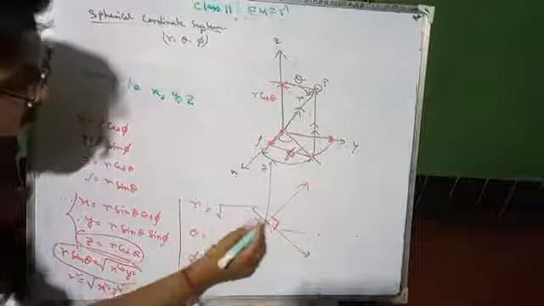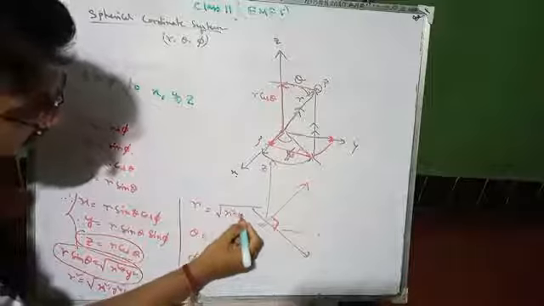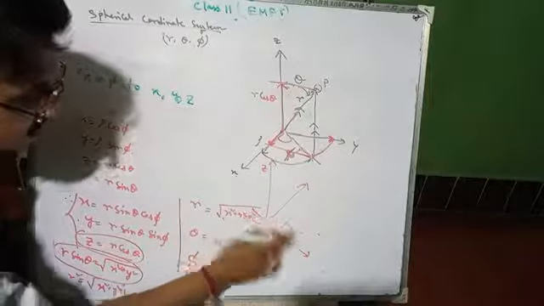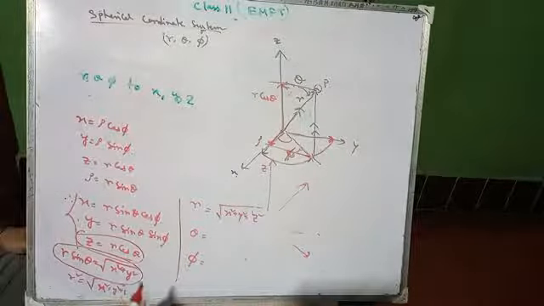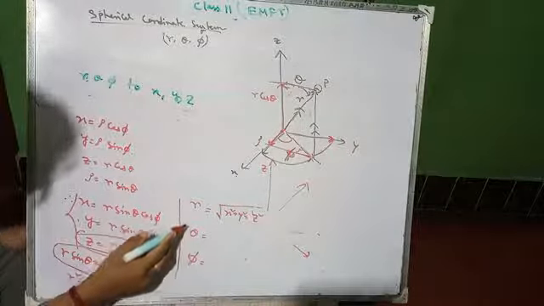So r equals x square plus y square plus z square, under root. This is your first equation. And theta equals to what?